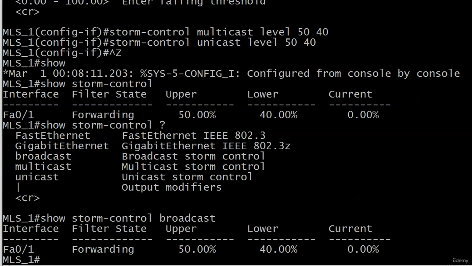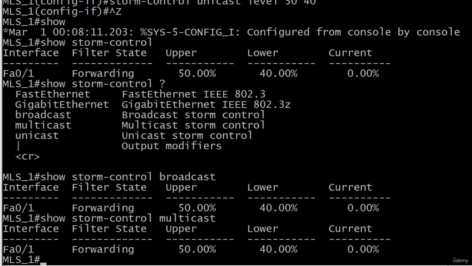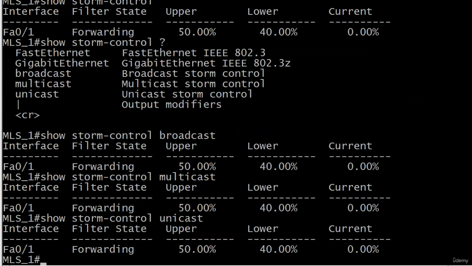Broadcast. You can also take a look at these on an individual basis. And since we set it to 50, 40 for all of them, it's going to show that under the show storm control, I should say. But I did want to show you that you could look at those individually as well, on a per interface basis. But since I only put it on one interface, that's all we're seeing. And it's pretty easy to read. So show storm control is the way we verify what we've done.